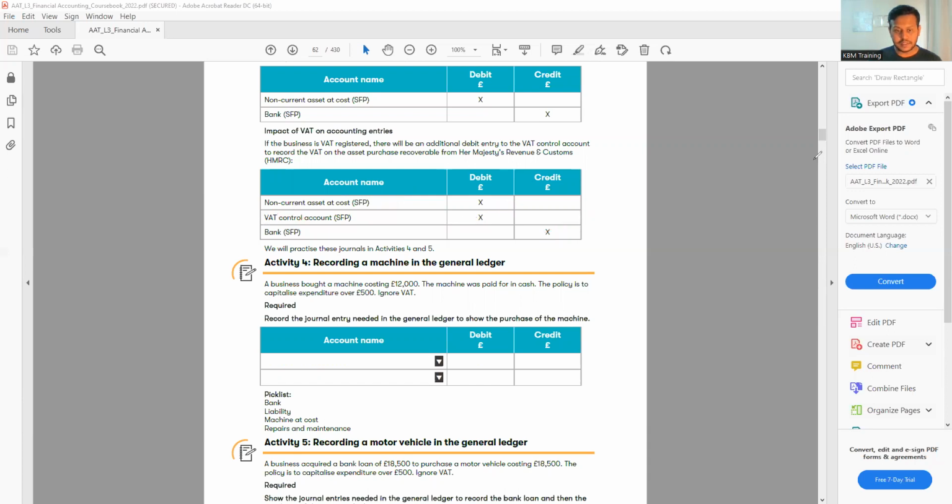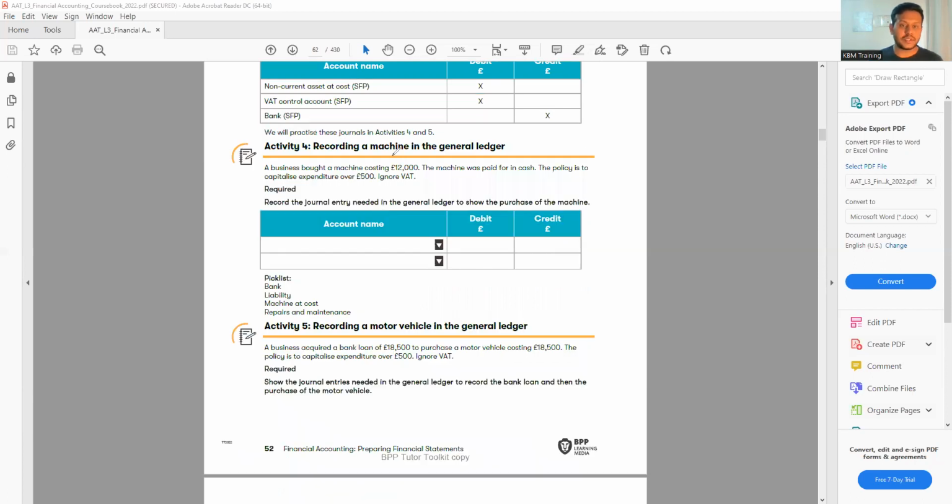All right, let's move to the next one. So we have activity 4. Let's try this one. It says recording a machine in the GL, general ledger. How to record if I buy a machine in the general ledger? So the business bought a machine costing 12,000. The machine was paid for in cash.